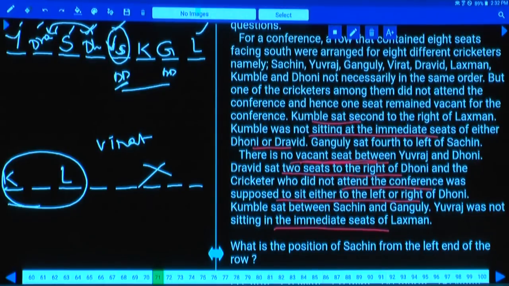Isn't it? Dravid is 2 seats to the right of Dhoni. There are 2 persons in between Dravid and Dhoni, then there must be 2 persons.